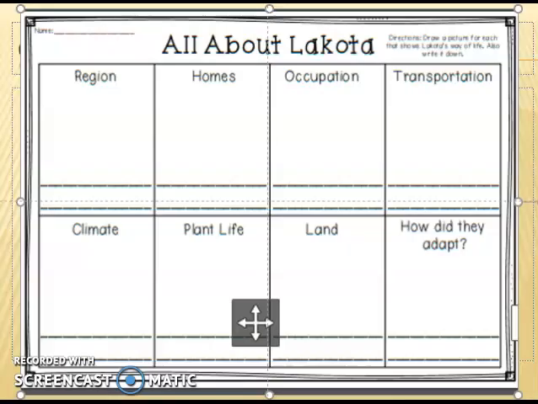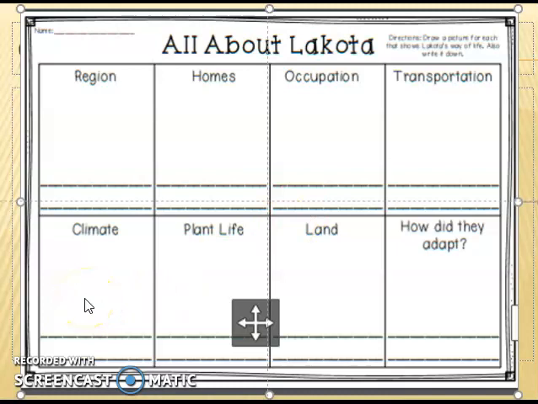So you're going to complete the page that was sent home with the sections, I said regions, I mean sections. So you're going to write down what kind of homes they had. What did they have? Yeah, teepees. So you're going to draw a picture of a teepee. Occupations or jobs. What jobs did they have? Yeah, they were warriors or hunters. So you can draw an example of that.